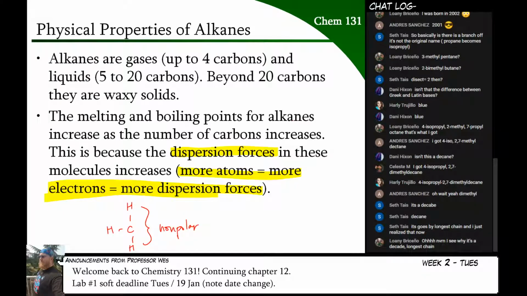What that means is that as the molar mass of these molecules increases as I add carbons, the dispersion forces between them get stronger, and they're held together more tightly. I need more energy to cause them to separate out and become a liquid and then a gas. So as molar mass increases, dispersion increases, and boiling point increases. So boiling point increases with the number of carbons.